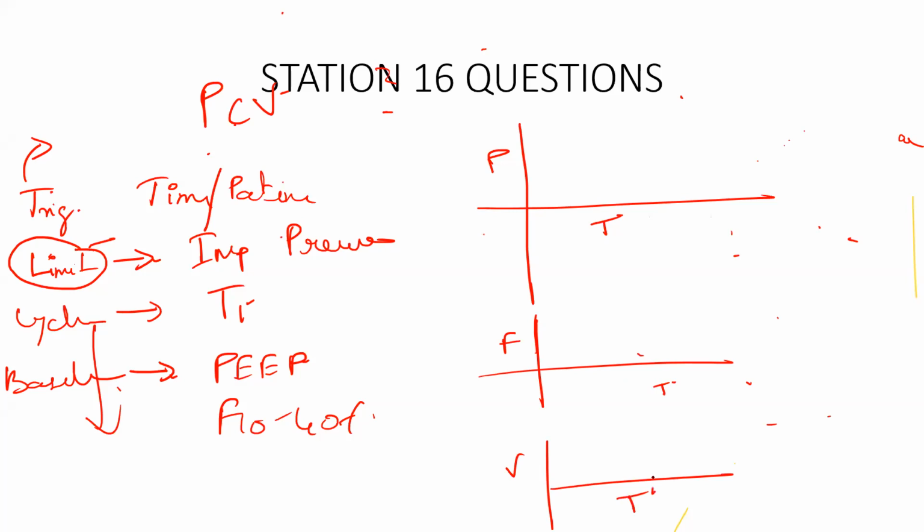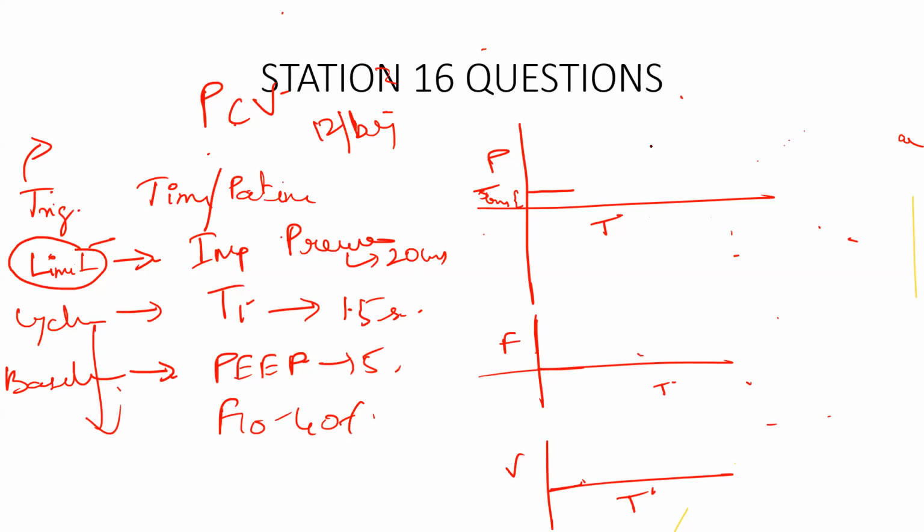Okay, so now the baseline is going to be 5, flow is 0, volume is 0. As the time triggers, 12 breaths per minute is what you set. Inspiratory pressure, normally you keep around 20 centimeters of water. Inspiratory time, you generally set at 1.5 seconds. PEEP is going to be 5.